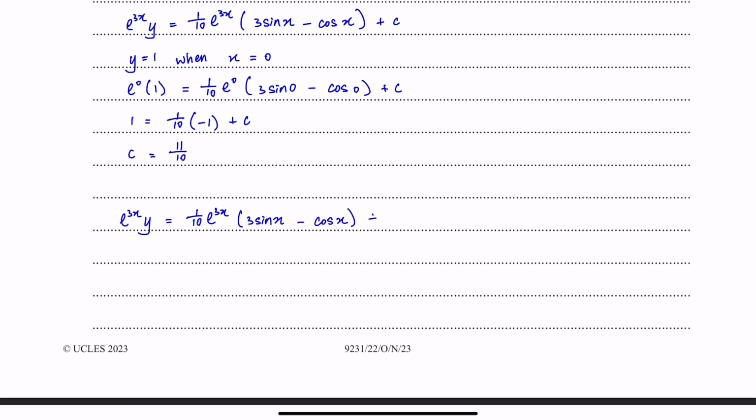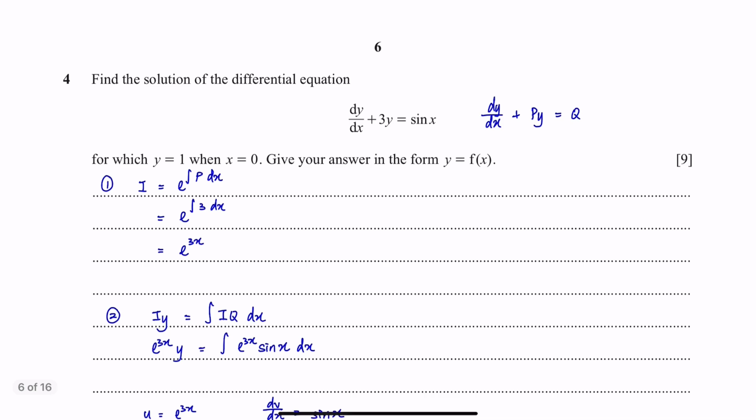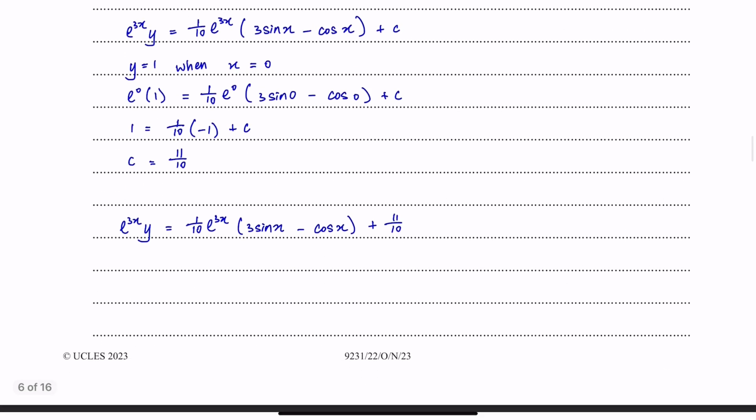Now we need to write the equation in this form. So we need to make y the subject. So we have y equals 1/10 times (3 sine x minus cos x) plus 11 over 10 e to the negative 3x.